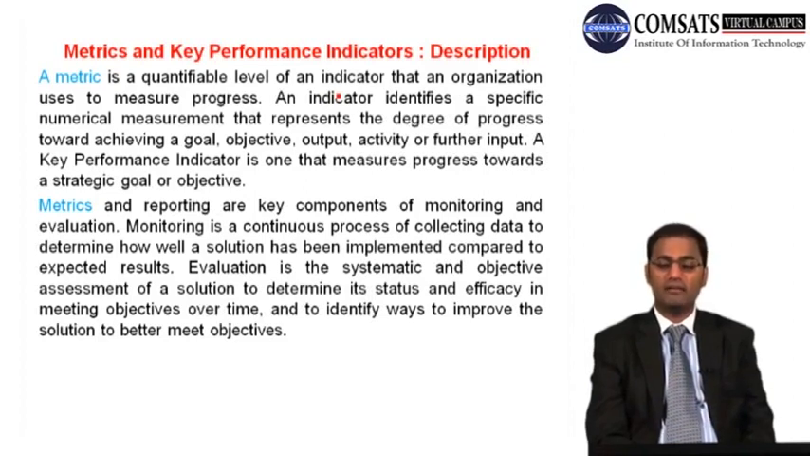And an indicator identifies a specific numerical measurement that represents the degree of progress toward achieving a goal, objective, output, activity, or further input. So we can say the project is 67% complete. So 67% is an indicator, and that is a metric, the progress. A key performance indicator is the one that measures progress towards a strategic goal or objective.